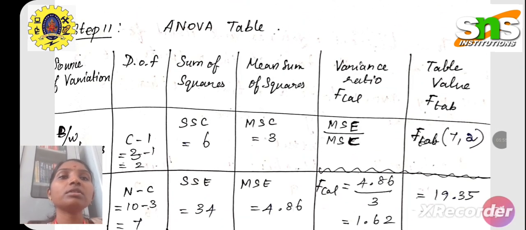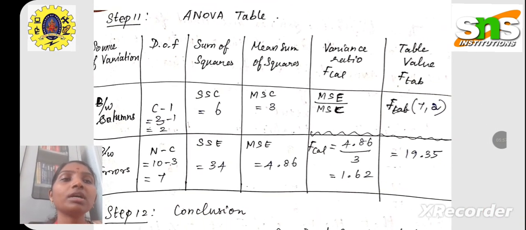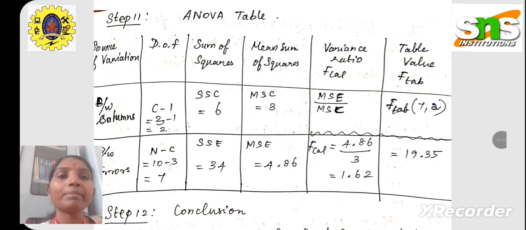So this is a major important table to note, to find the variations among the given data. This is how we proceed with the problem on one-way classification. We'll have another problem in the next class also.